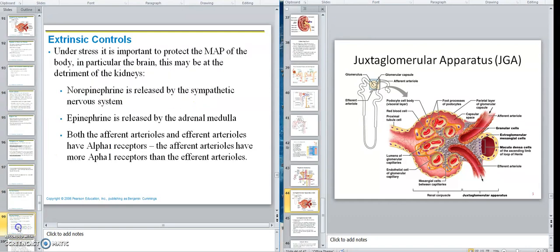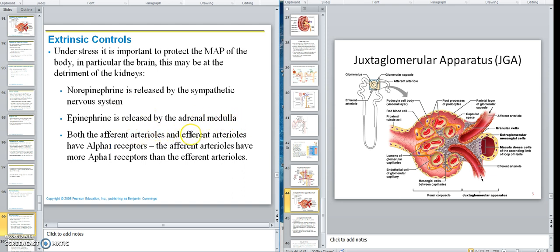Let's go further real quick. Extrinsic controls. Under stress, the aim is to protect the mean arterial pressure of the body, in particular the brain. This may even be at the detriment of the kidneys. See, the brain is above the heart. Think about it. If it's above the heart, we've already talked about this, you really need to get the blood pressure up because you have to push that blood up against gravity. Norepinephrine is released by the sympathetic nervous system. We've talked about that. Epinephrine is a hormone produced by the adrenal medulla.